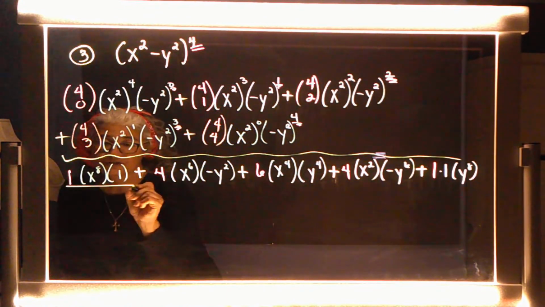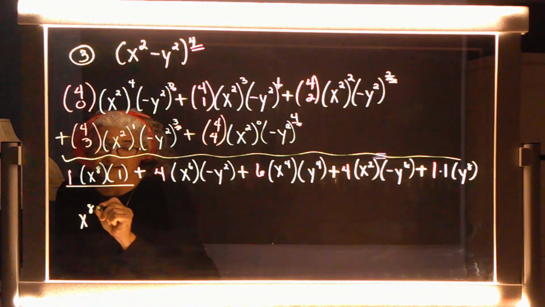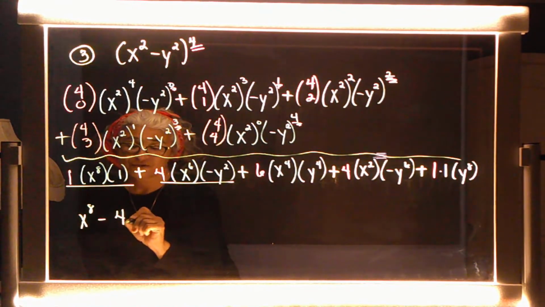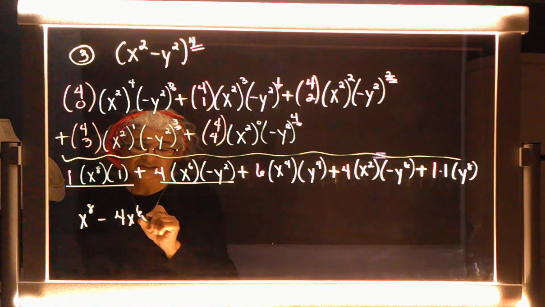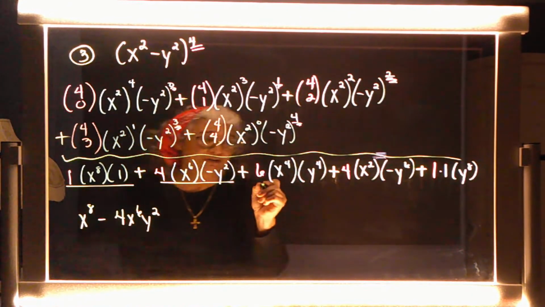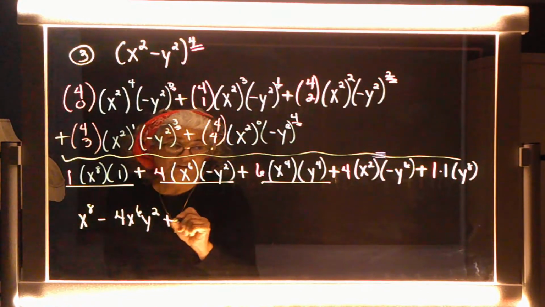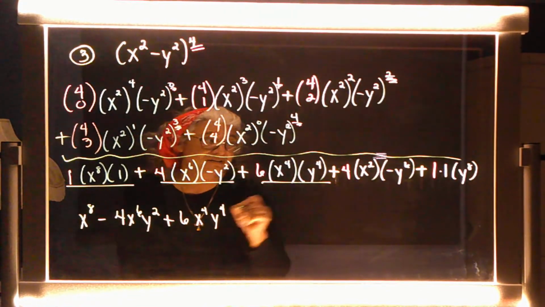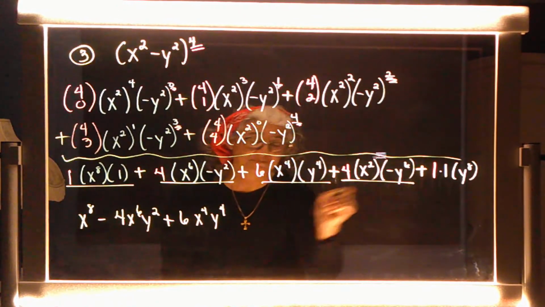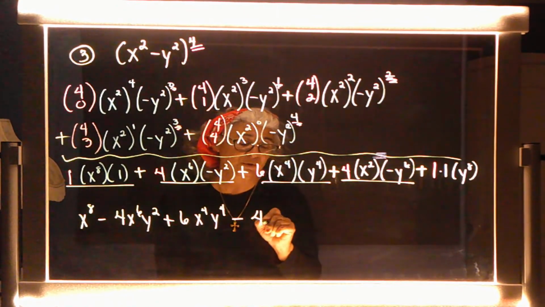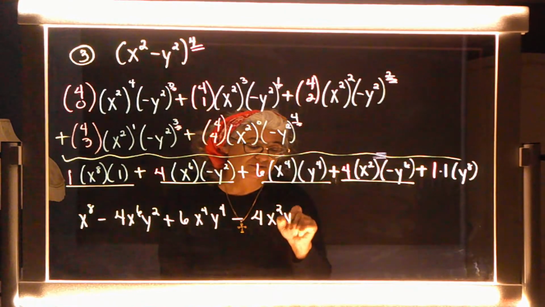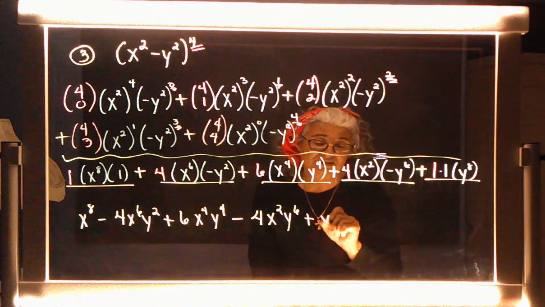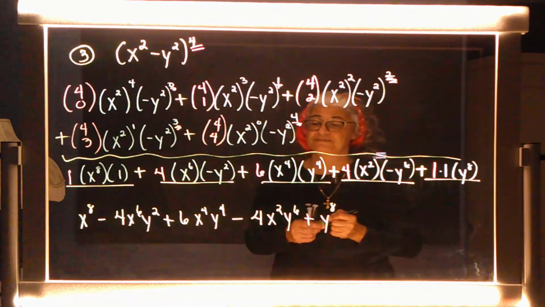We have the first term, x to the 8th. The second term is definitely going to be a negative, 4x to the power of 6 y squared. The third term is definitely going to be a positive, x to the 4th, y to the 4th. The next term definitely is negative, 4x squared, y to the 6th. And our last term is certainly a positive, y to the power of 8.